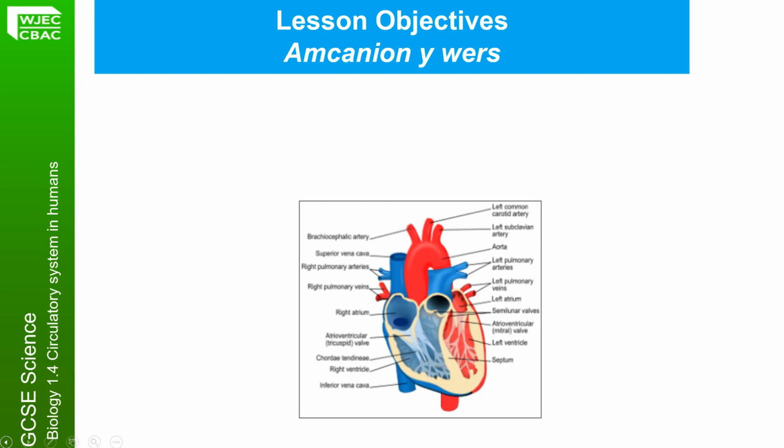Hello Year 10. This is the second lesson in the new booklet B1.4 on the circulatory system in humans. This lesson is going to be regarding the dissection of the heart, which unfortunately you will not be able to do in school this year.